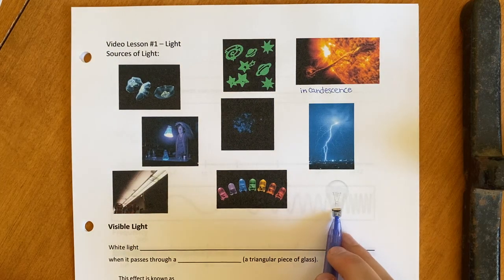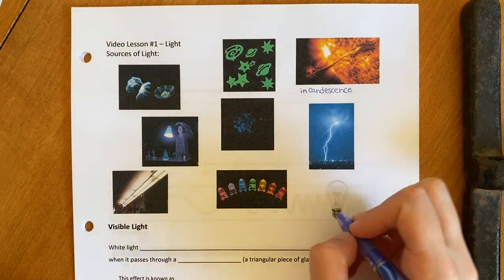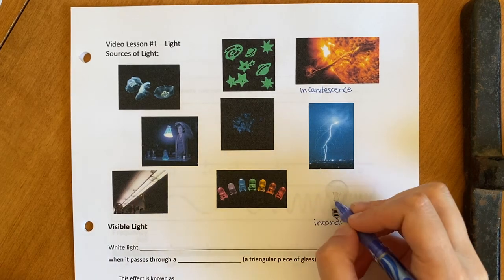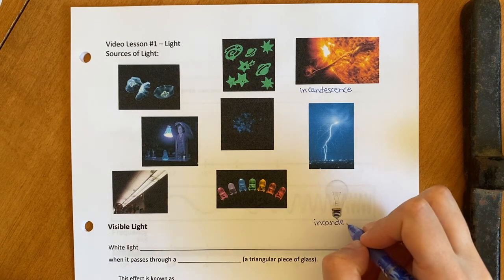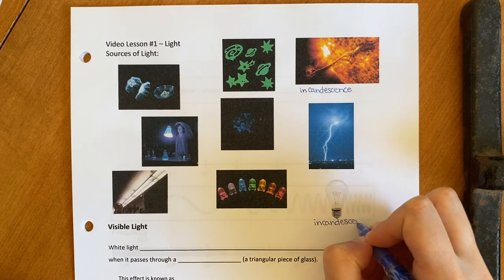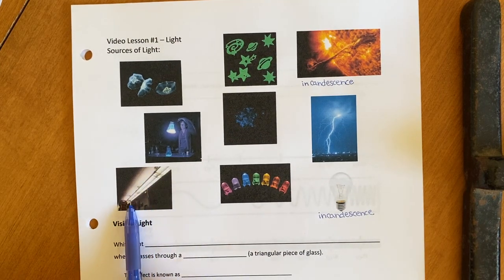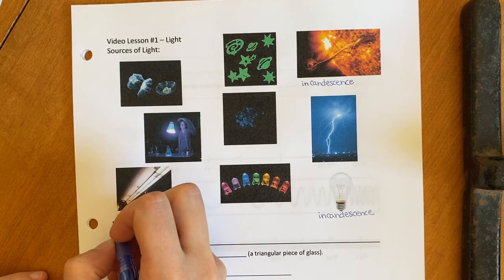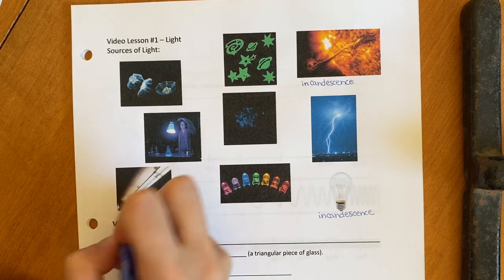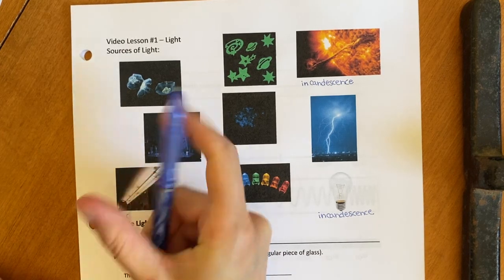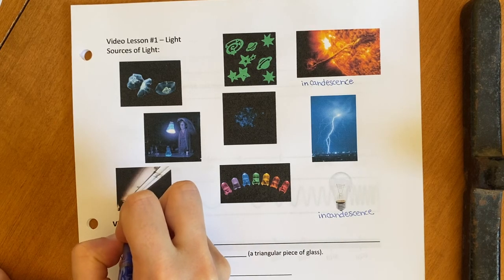Okay, a regular light bulb would also be incandescence because the wire inside is heating up and producing light. And another one that's incandescence would be a halogen light bulb. When you see those long light bulbs in malls and in schools, there's a gas inside that is being heated up to form incandescent light as well. So that's also incandescence.